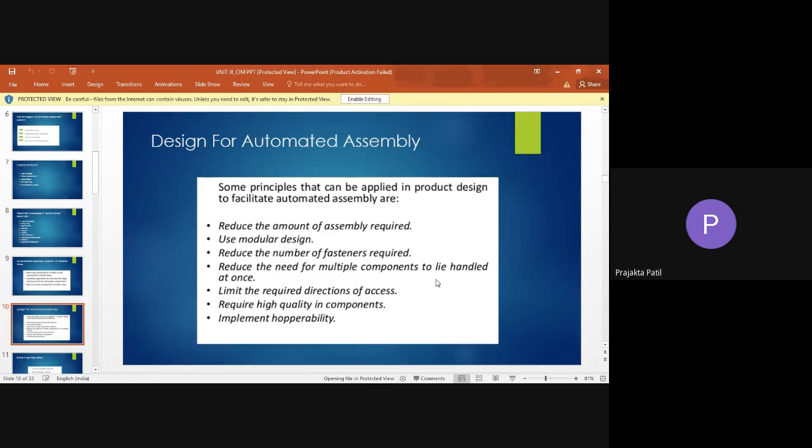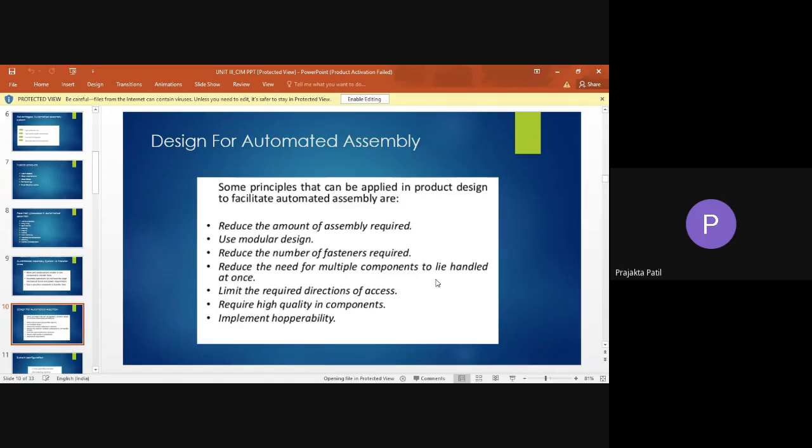Yes, design for automated assembly. So what are some principles that can be applied in product design to facilitate automated assembly? The products which are to be assembled on an automated assembly system must be properly designed to suit the system. Following what are listed here, these are some of the important points which we need to consider in order to design the product for an automated assembly system.